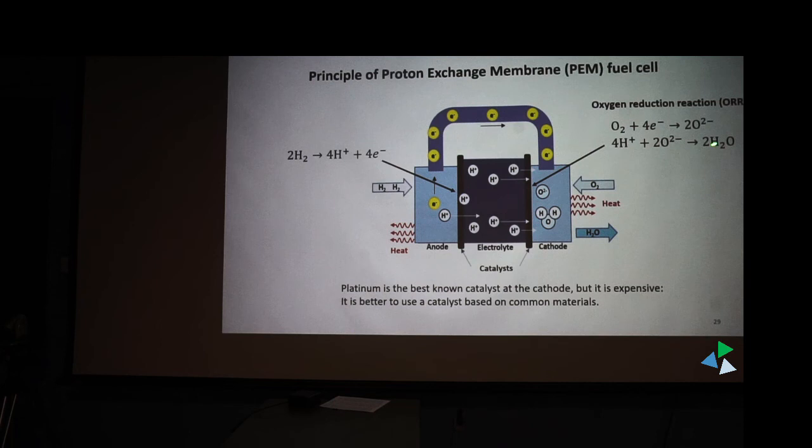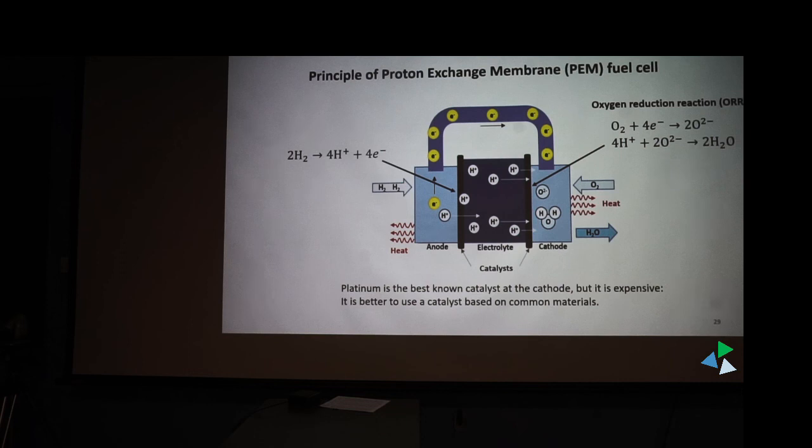Okay, so this reaction, this ORR, is very slow. You need a catalyst. This is the entire purpose of this topic. We need a catalyst to accelerate the reaction. Here also, but here it's faster. We don't really need a sophisticated catalyst. But on this side, we need one. And the best known catalyst is platinum. But as you know, platinum is very expensive.